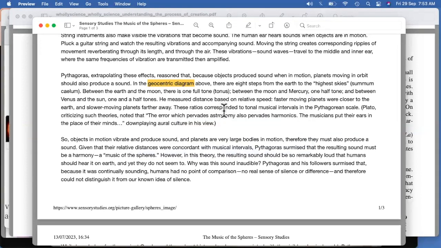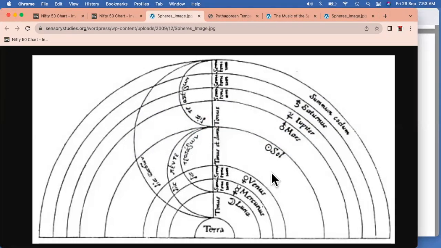These ratios corresponded to tonal musical intervals in the Pythagorean scale. Right? Now, this is something really important for us to understand. Again, the Sun was being placed over here. There is something really important for us to understand about why the Sun was placed here. Previously, when this theory was being adopted, there were certain different things. There were certain disadvantages to this theory also, which we are trying to study, which is really important for us to understand.